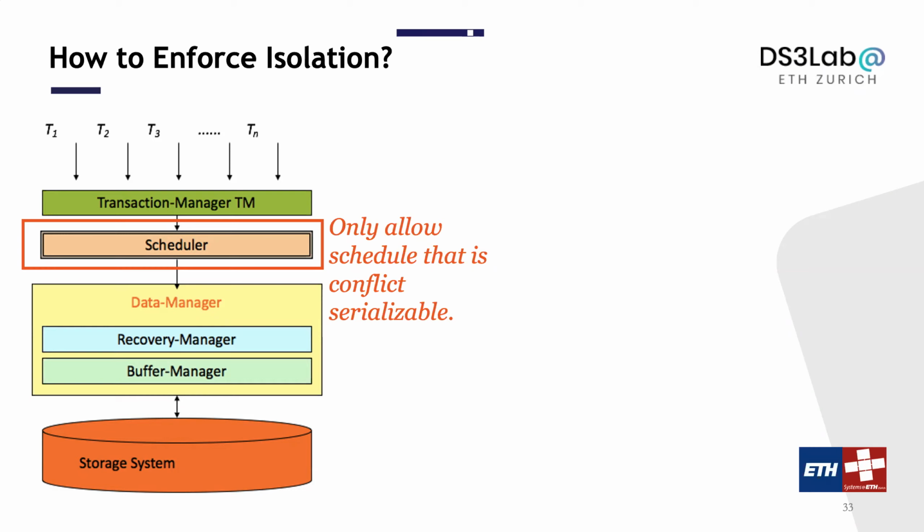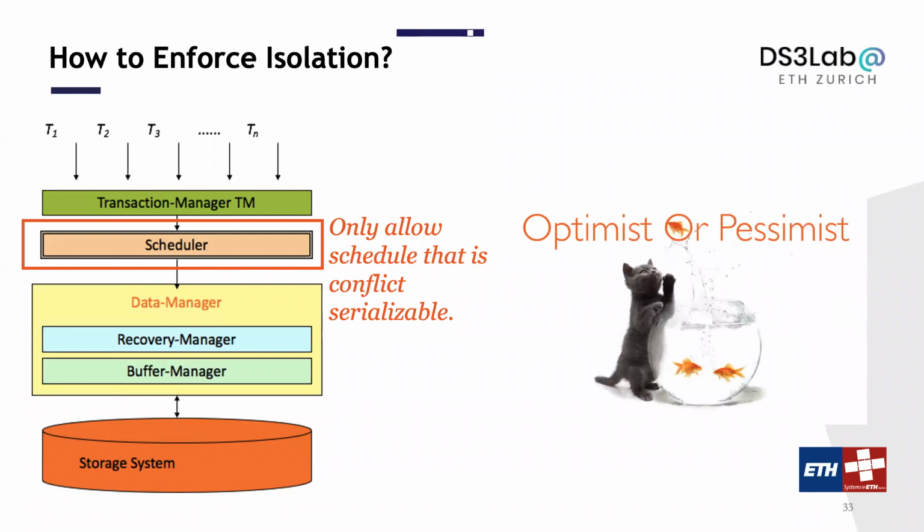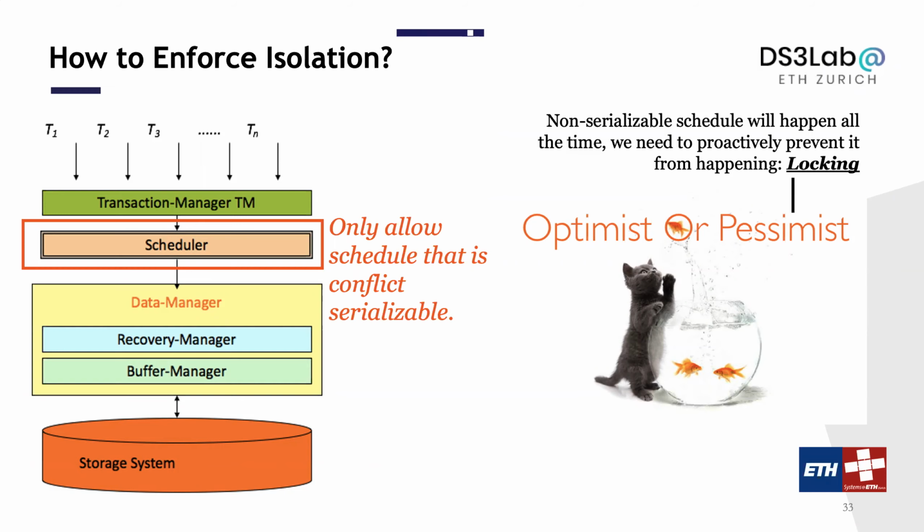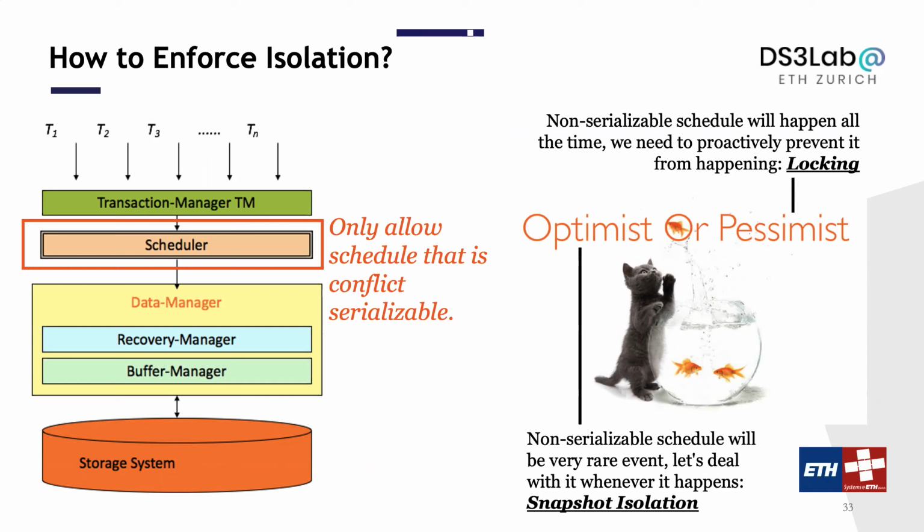So we now start to talk about how the database enforces that. In general, there are two ways, depending on your view about how often a conflict will happen. Depending on different assumptions, you could be optimistic or you could be pessimistic.